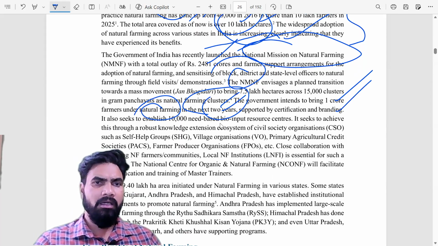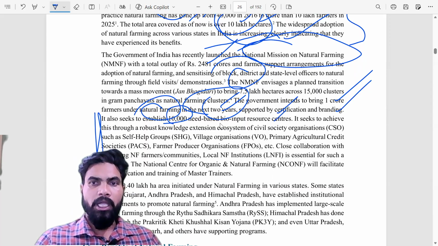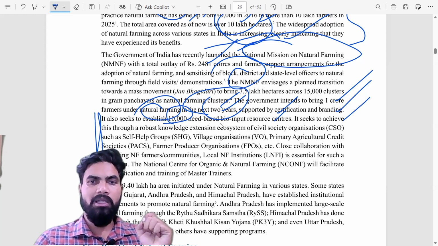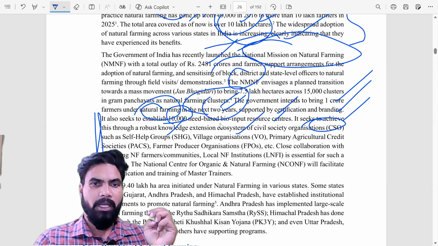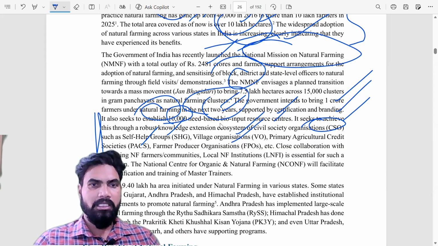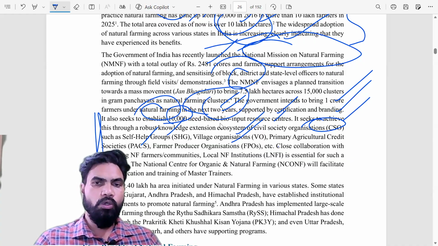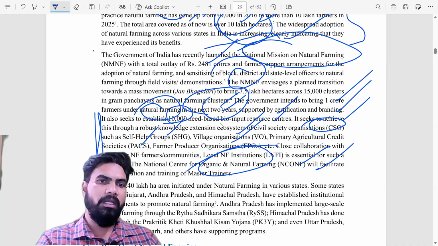Okay, then other goals are also there under this National Mission on Natural Farming. We will go through that. It also seeks to establish 10,000 need-based bio-input resource centers. It seeks to achieve this through a robust knowledge extension ecosystem for civil society organizations, SHGs, village organizations, PACs, primary agricultural credit societies, then FPOs, farmer producer organizations, etc. In doing this, close collaboration is being done with various organizations. So this is what you have to remember about the National Mission on Natural Farming. Remember this, very, very important information.